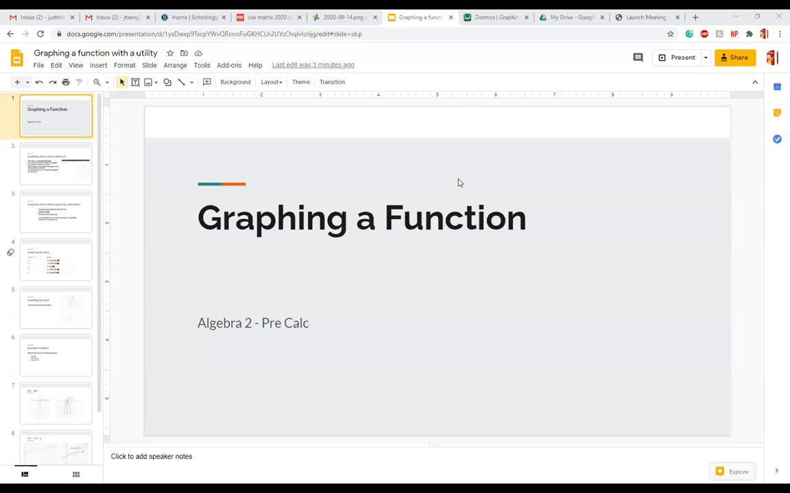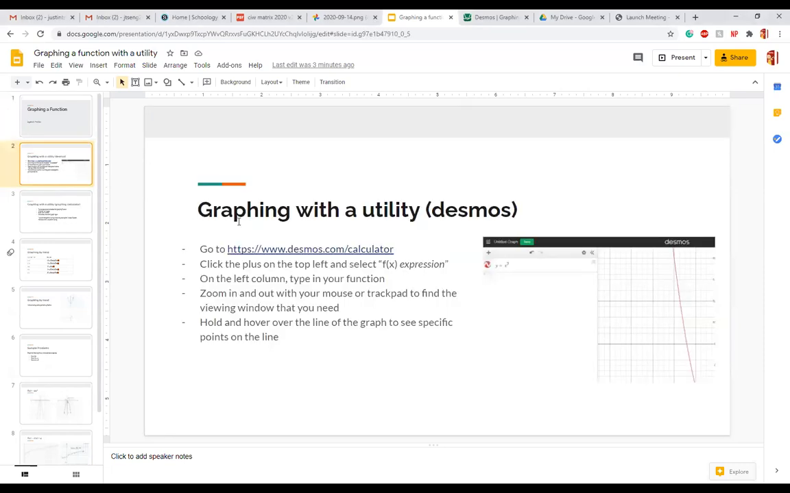Okay, so this lesson is about graphing a function, and it's found from Algebra 2 to Pre-Calc. So first, graphing a function with Desmos, the online graphing calculator. So you go to the website.